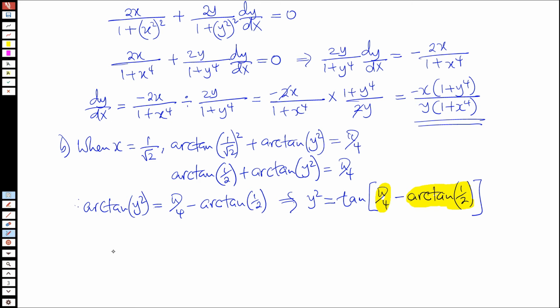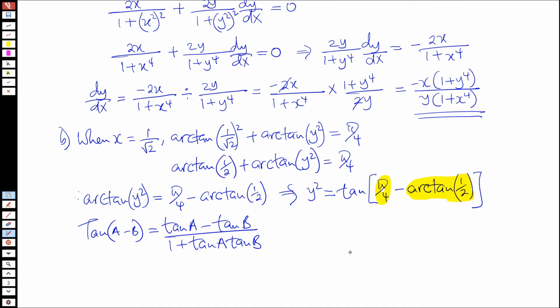So here we know that tan(A minus B) is equal to tan A minus tan B over 1 plus tan A tan B. So our A in this case will be pi over 4 and our B will be arctan of a half.